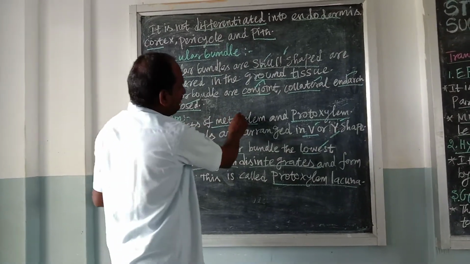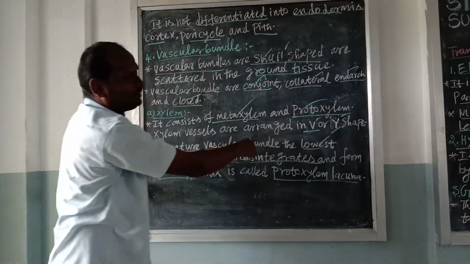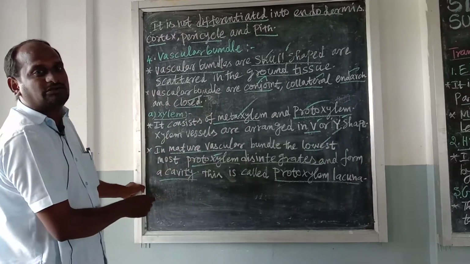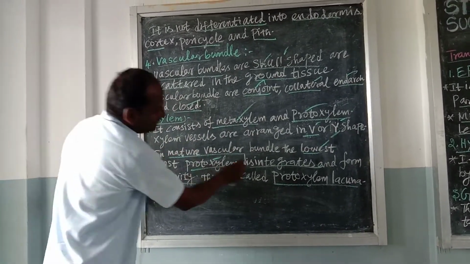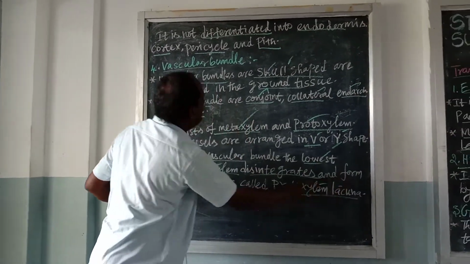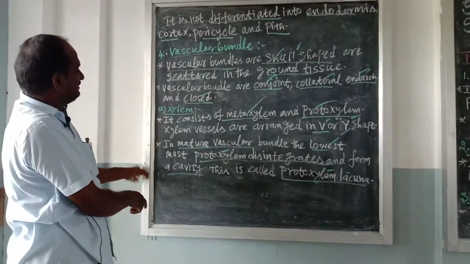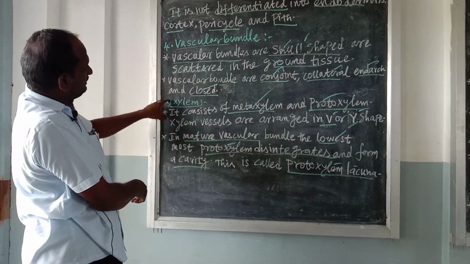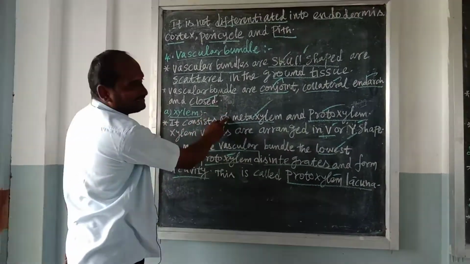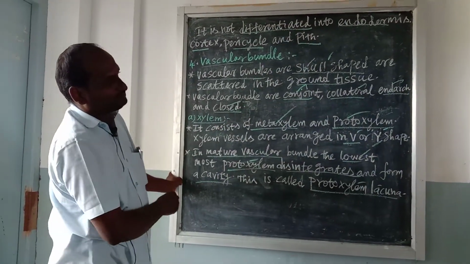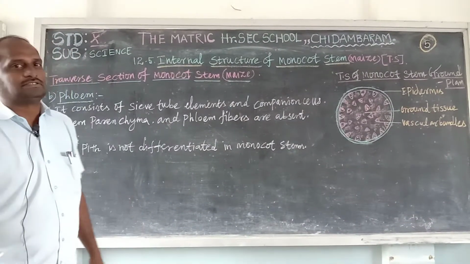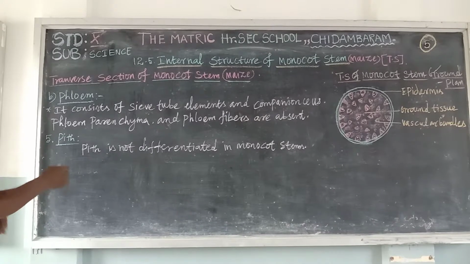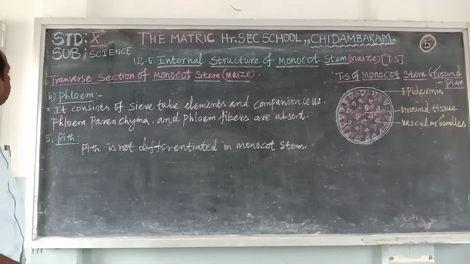There are two types of cells, one metaxylem and another protoxylem. In the center part of the protoxylem there is a cavity-like structure, an intercellular space. This is known as the protoxylem lacuna in the vascular bundles. There are two components of xylem, metaxylem and protoxylem. Xylem is completed. Next, another one, phloem.